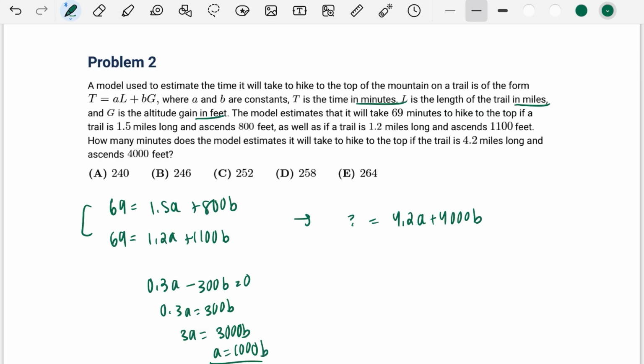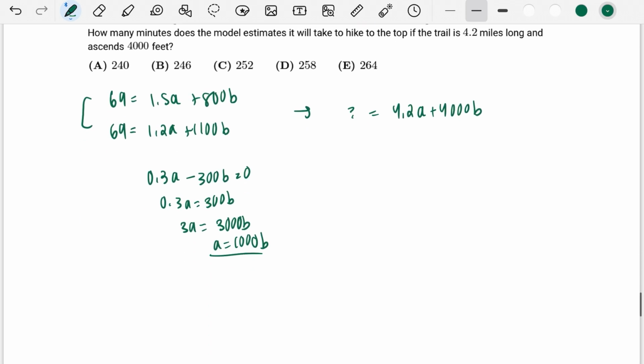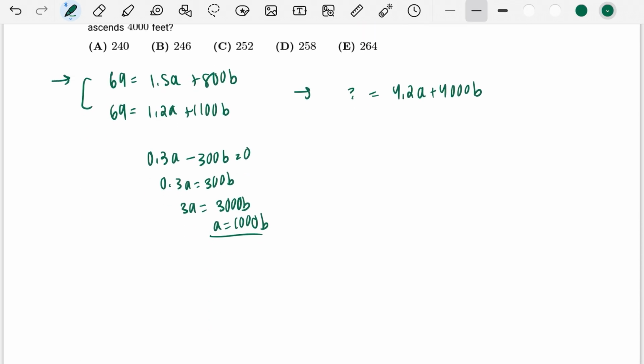All right. So now plugging this equation, a equals 1,000b, back into one of our equations here, we have 69 equals 1,500b plus 800b. So we have b equals 69 over 2300.